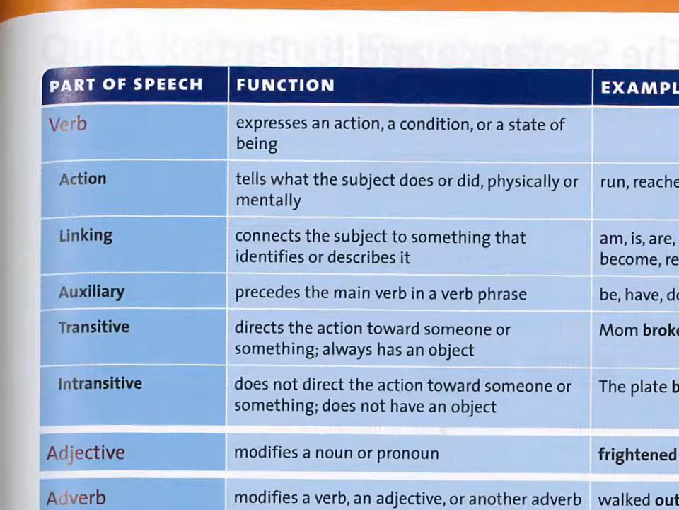Okay? There are different types of verbs. We have action verbs, linking verbs, auxiliary verbs, transitive verbs, and intransitive verbs. Sounds like a lot, but when you start looking at examples, it'll make more sense to you.